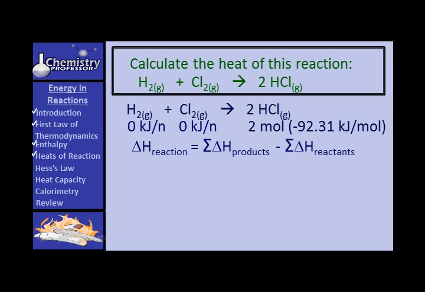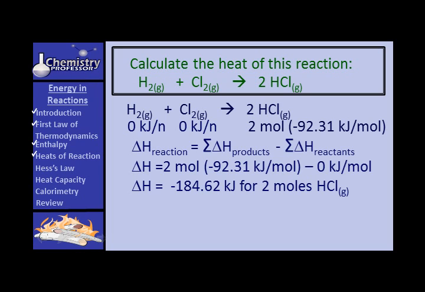So we have the delta H of the reaction is equal to the sum of the delta H's of the products minus the sum of the delta H's of the reactants. Let's substitute in here. The delta H then for the reaction is equal to 2 moles times minus 92.31 kilojoules per mole. That is for the product, 2 moles of HCl, minus 0 kilojoules per mole, because both of the reactants were at their standard state conditions. They were elements at standard state. Working this out then, the delta H for the reaction is minus 184.62 kilojoules for 2 moles of HCl gas.